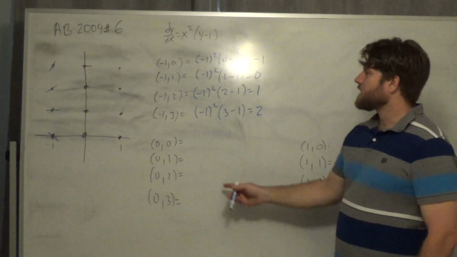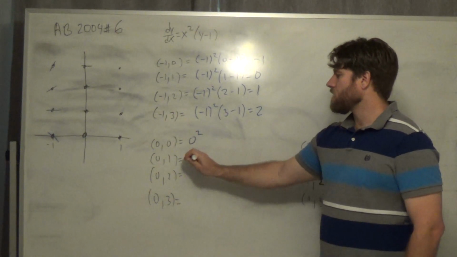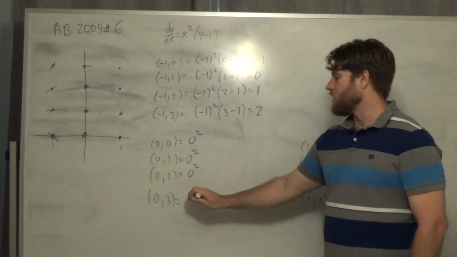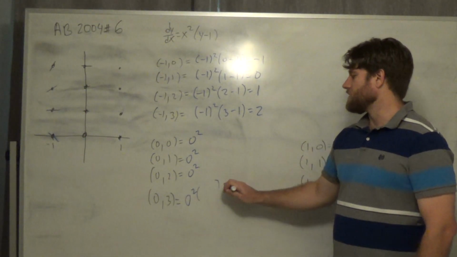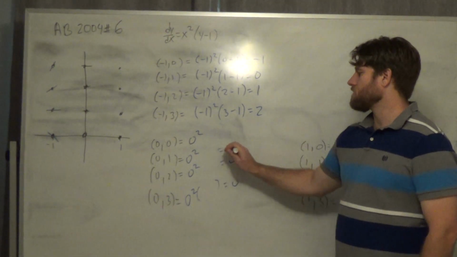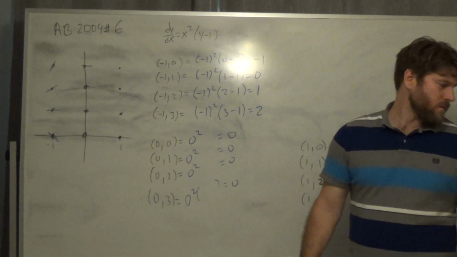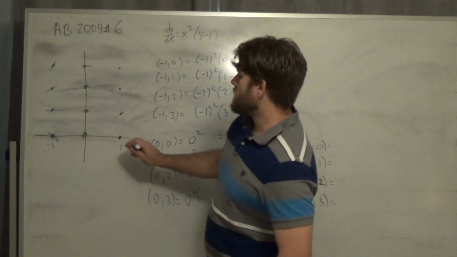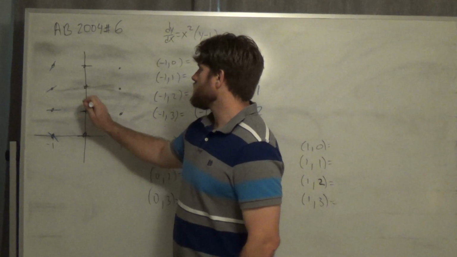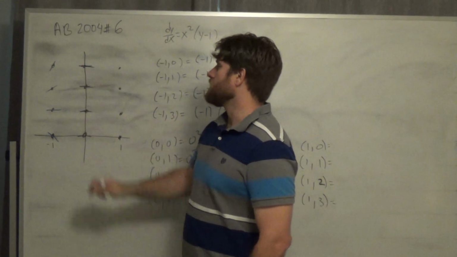Alright, moving to the next one. Here all the x's are 0. It doesn't matter what the y's are because 0 times anything is 0, 0, 0, and 0. So straight up the middle, 0, 0, 0, and 0.